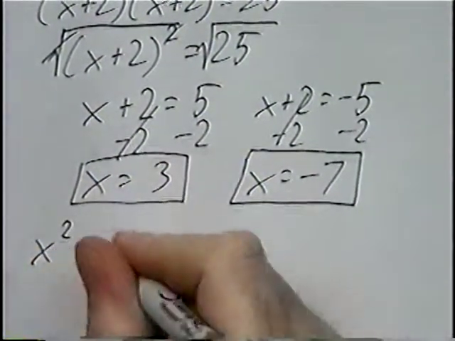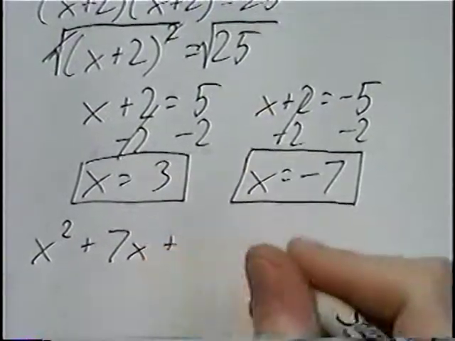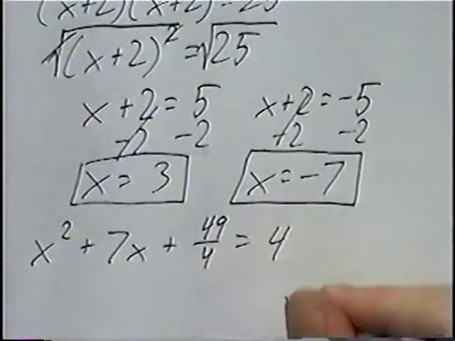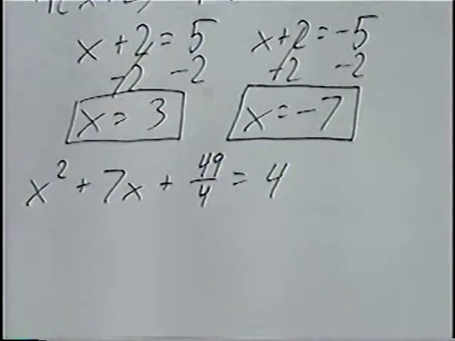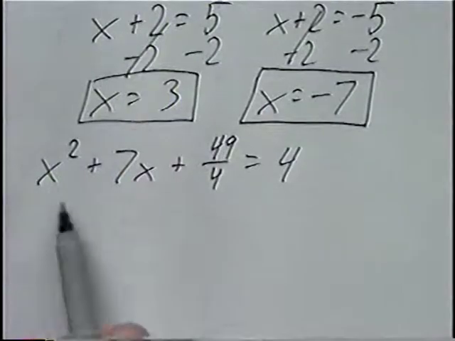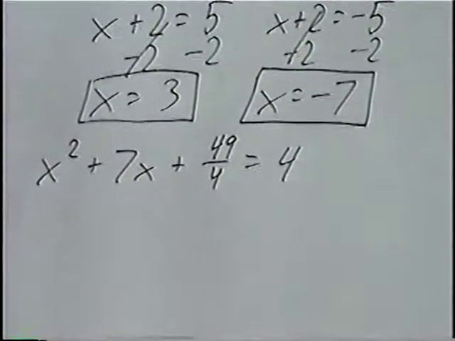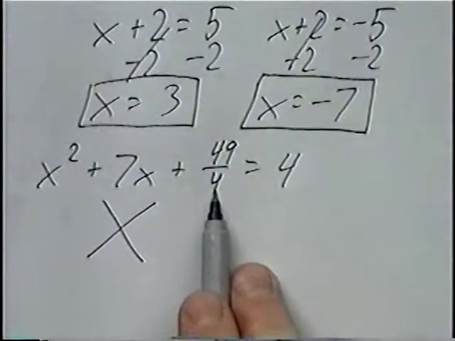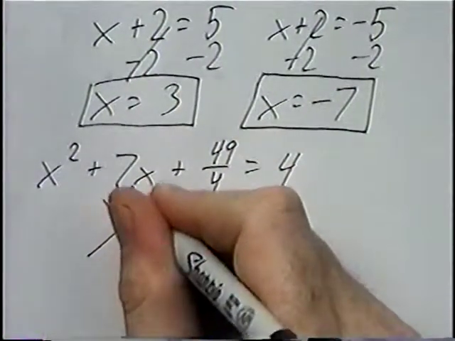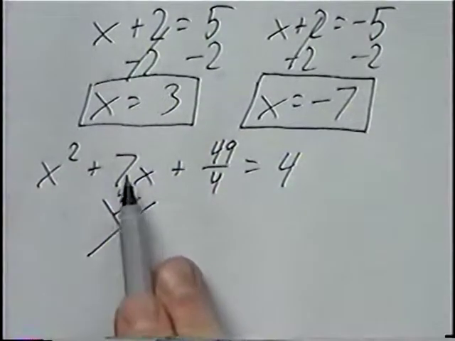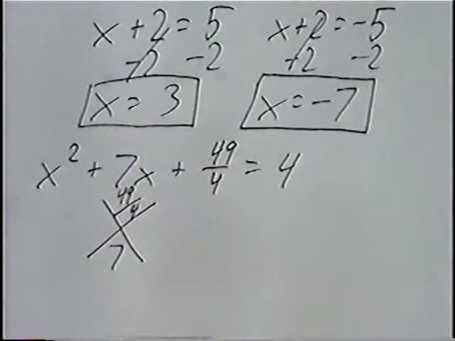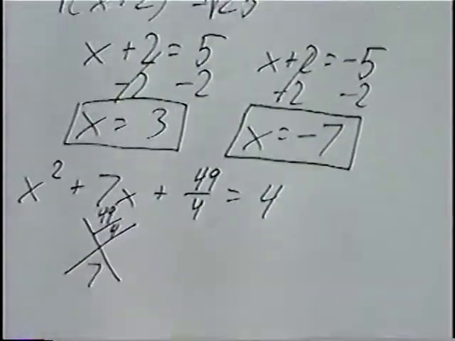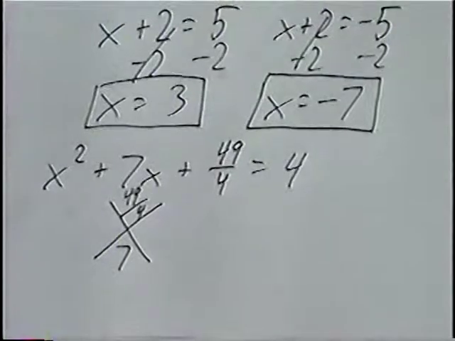x squared plus 7x plus 49 over 4 equals 4. Solving the left-hand side, again, this is a factorable polynomial we can factor. If you want to, you can use the diamond method. The top number that we're multiplying to is 49 over 4, and the number I have to add to is 7. Thinking about fractions that multiply to get 49 over 4 and also add to get 7.